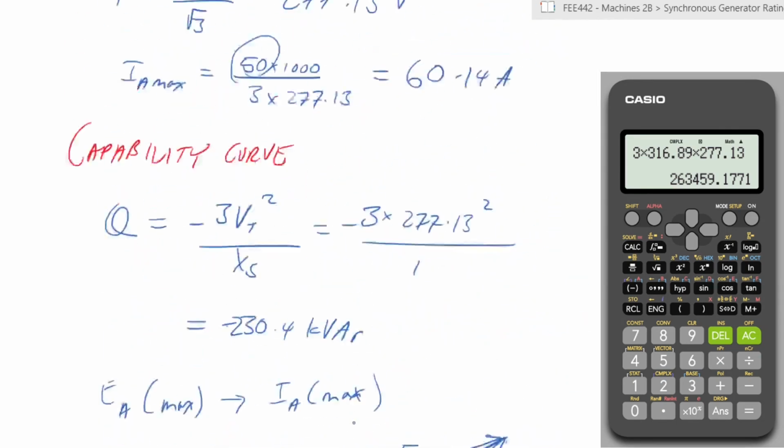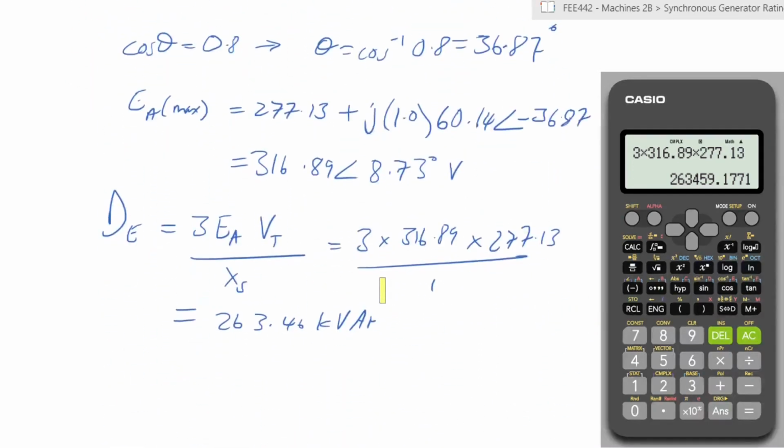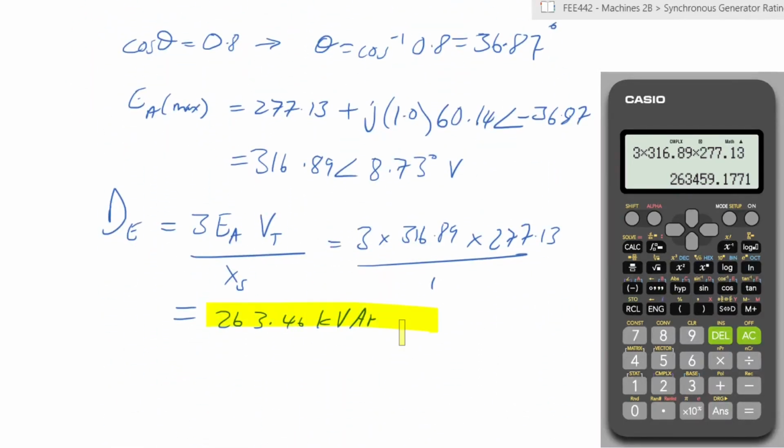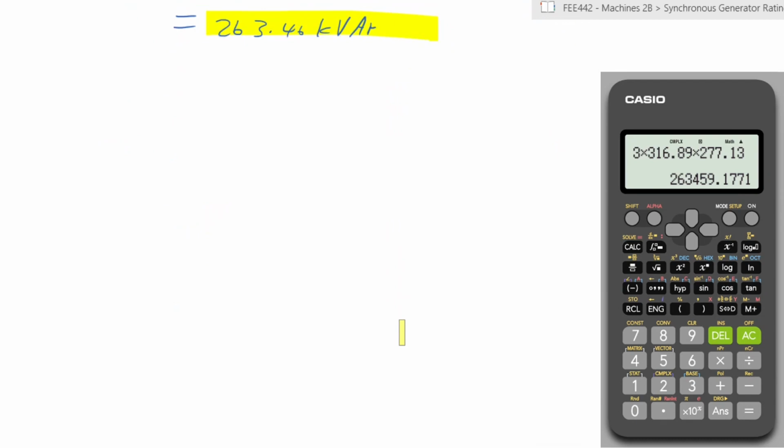Okay, so we now have two components of your capability curve. You have your Q there, and you have your DE, which is there, right? So now what this means is you then have your capability, but before we move to the capability curve, let's look at the maximum output.